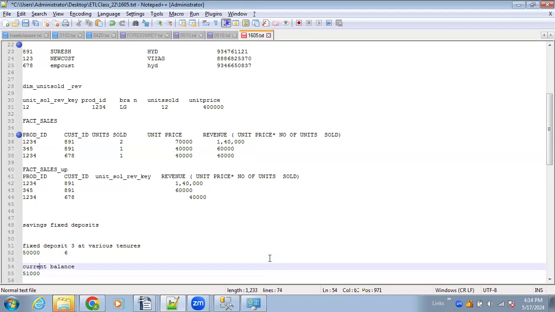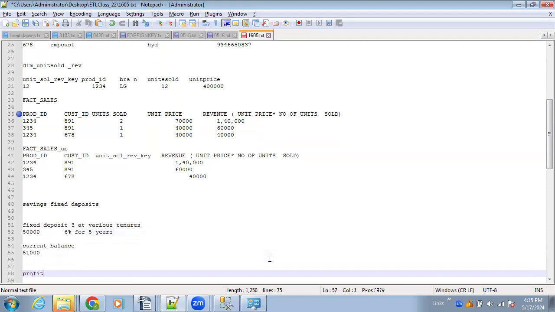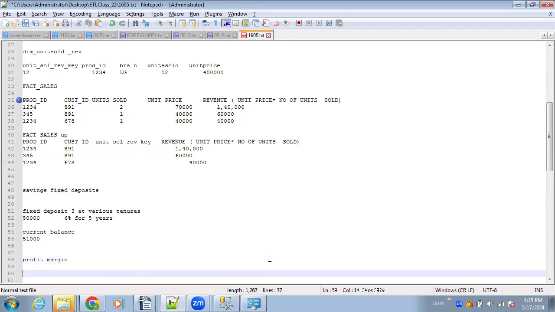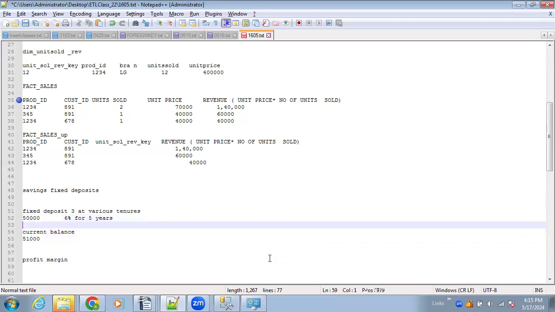This is for a period of 5 years at a rate of interest of 6%, if you are just mentioning it. So at the end of 5 years, how much is the profit margin that will be displayed? And what is the current balance? This will get summed up eventually, right? Something like this: 50,000 is one deposit you made, and then 60,000 you made. This is at the rate of 7% interest for 2 years only.